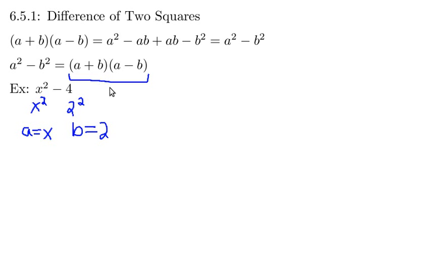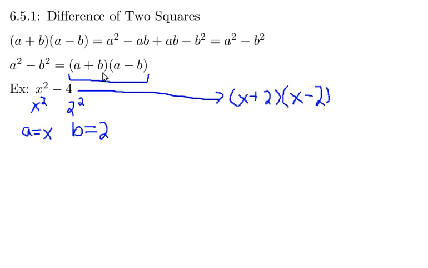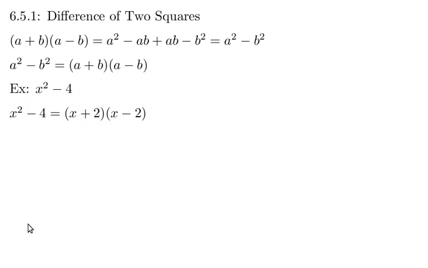So we can rewrite this as x plus 2, because that's a plus b, times x minus 2, because that's a minus b. So let's go ahead and type that out. We have x squared minus 4 equals x plus 2 times x minus 2. Okay. So this is an example of how you can use the difference of two squares property. Let's do a couple more examples.